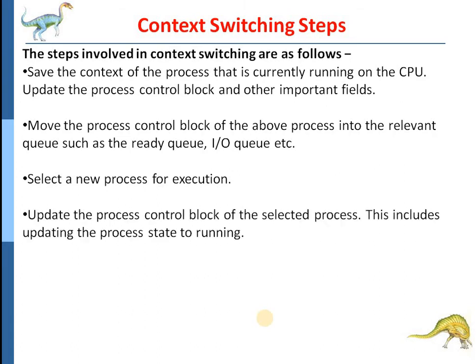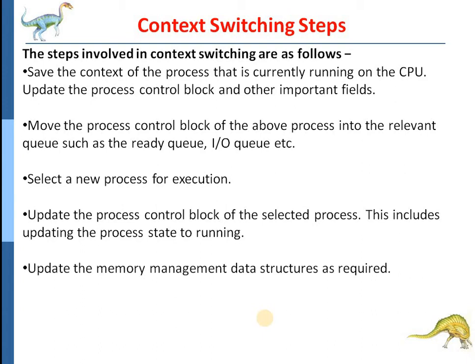Next step, update the process control block of the selected process. This includes updating the process state to running. Continuously, the PCB is updated for the selected process. Whichever process is being executed, its PCB is automatically updated. This includes updating the process state to running.